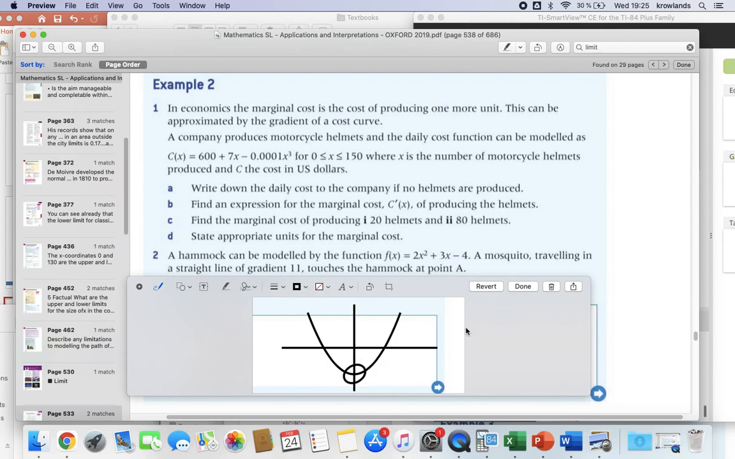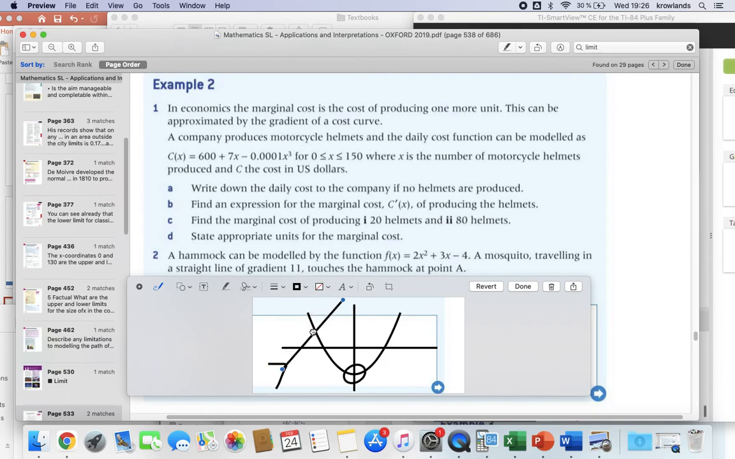The mosquito travels in a gradient of 11. So if they're travelling in a gradient of 11, they're going to be travelling in this kind of direction. Now, the problem with this, we don't know where the mosquito's travelling. It could be travelling here, here, here, here, here, etc. We want to find a point when the mosquito touches the hammock.